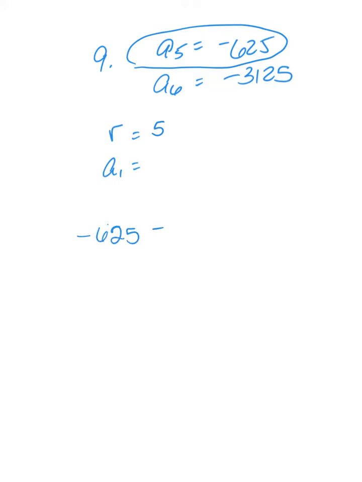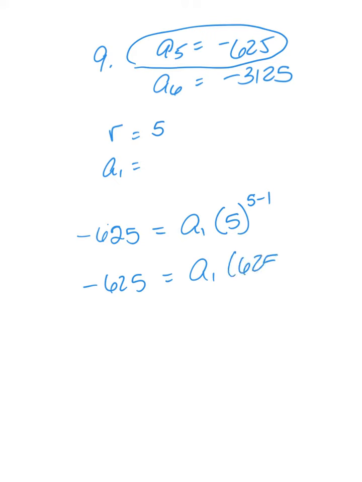-625 equals A1, which we don't know, times 5. And since A5 is the one we started with, it's 5 minus 1. So it's -625 equals A1 times 5 to the 4. And what is 5 to the 4? 625? Yeah. When we divide both sides by 625, A1 equals -1.